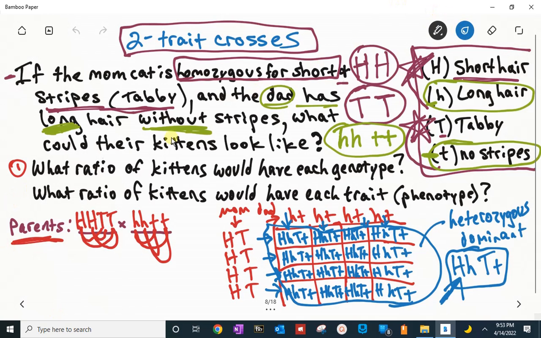Now, here's the second question. What ratio of kittens would have each trait or phenotype? Well, we've already established that 100% of the kittens are going to have the same genotype, and this is heterozygous dominant. So if it has a dominant, then the dominant silences the recessive, and so the phenotype is going to be the dominant capital H and capital T. So they're going to have short, tabby hair.